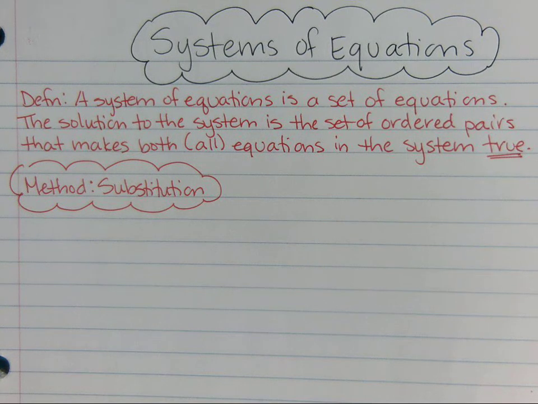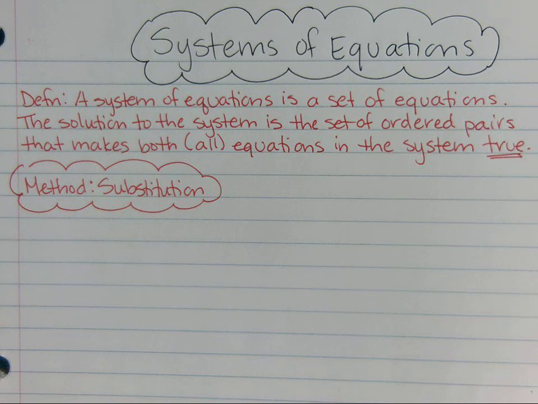A system of equations is a set of equations. They can have 2 variables, 3 variables. Some of your equations could be linear, quadratic. There's a variety of types of equations that a system can include. So today we're going to focus on a set of equations where they are both considered linear.